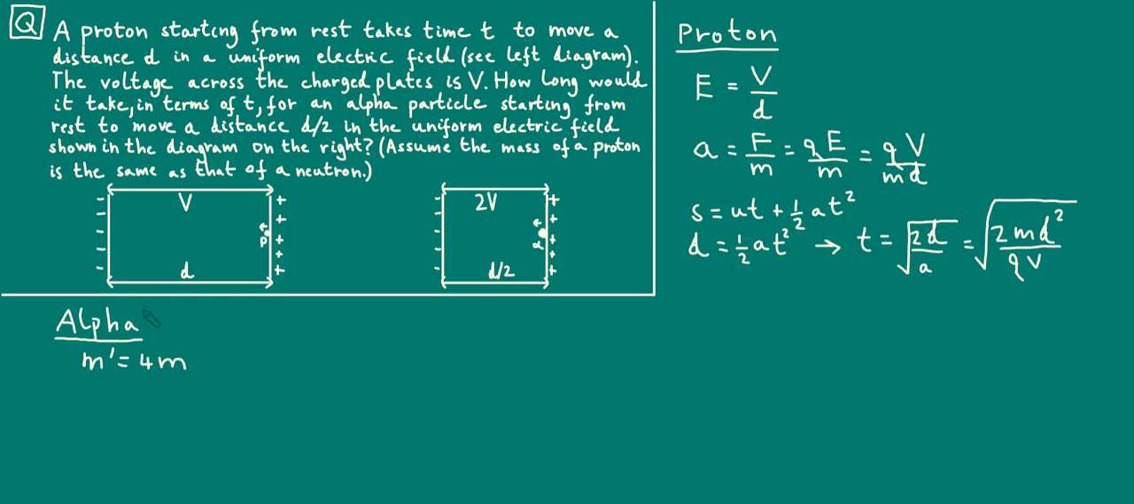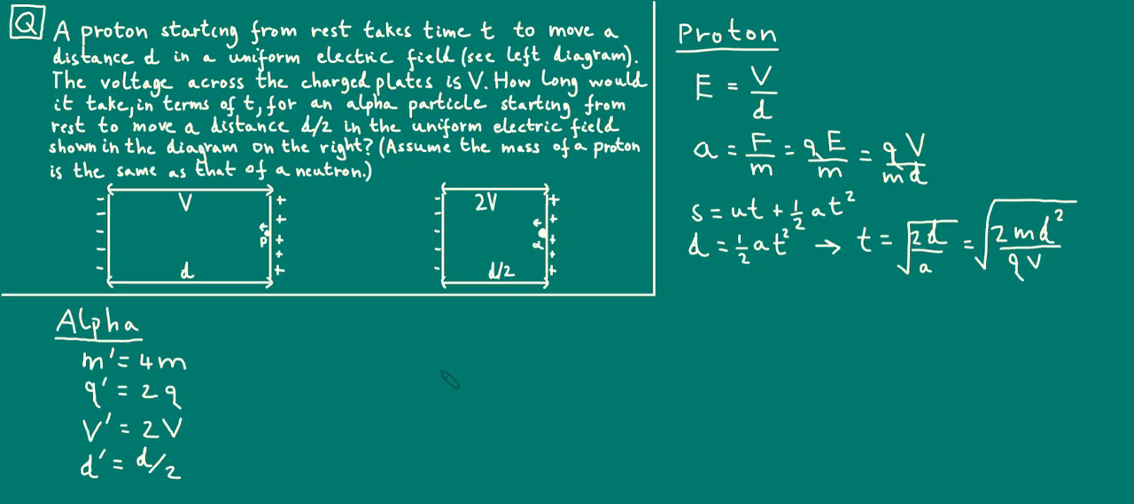And similarly, since an alpha particle consists of 2 protons which are charged with charge E, and neutrons are electrically neutral, that means the charge of the alpha particle, call it q prime or dash, is simply equal to twice the charge of a proton, which we've been calling q over here. And we're also told in the question that the voltage across the charged plates that the alpha particle moves between is 2V. So we can call that voltage here, V prime, 2V, and the distance that the alpha particle moves, call it d prime, is equal to d, the original distance, divided by 2.